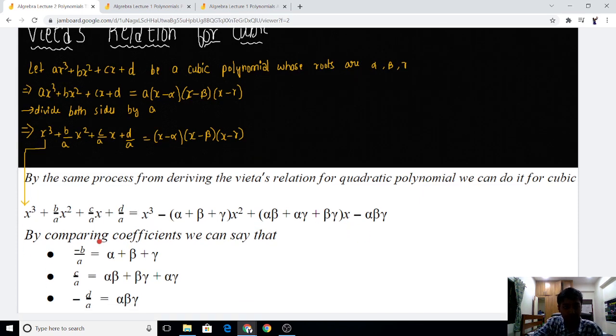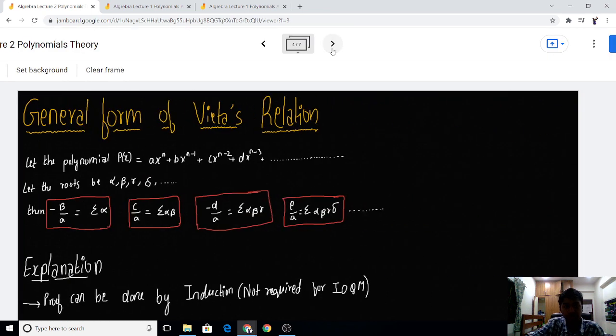Now again you can compare. b by a equals minus of alpha plus beta plus gamma, and c by a is nothing but alpha beta plus alpha gamma plus beta gamma, and d by a is nothing but minus of alpha beta gamma. So you just need to remember all these.